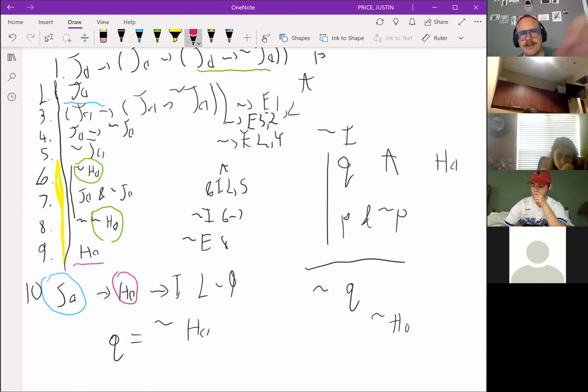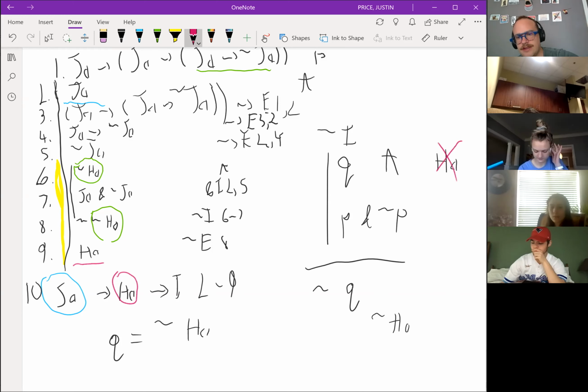But we don't want that. Oh, JA and negated JA, that's P and negation P, and then Q is negation HA. Okay, does that make sense now, Vivian?